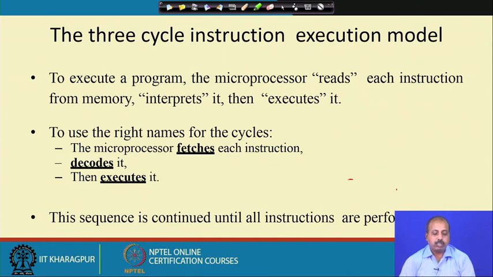So, how to use this? We should give proper names to these 3 operations. When it is reading the instruction, this is known as the fetching of the instruction, as if the processor is fetching the instruction from the memory. Once the instruction has been fetched, it has to be understood, like what does the instruction mean. That is called the decode stage.